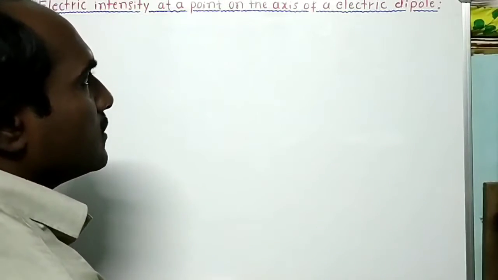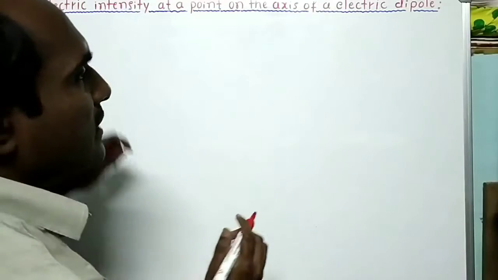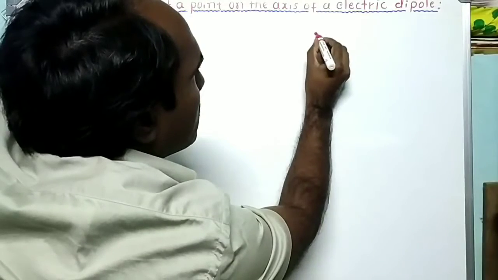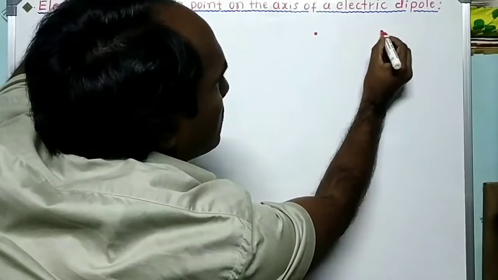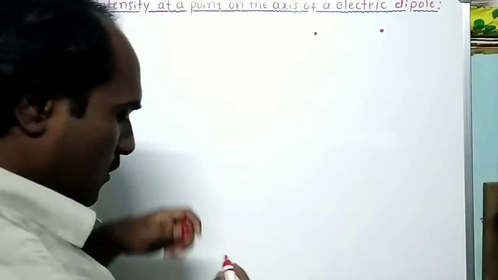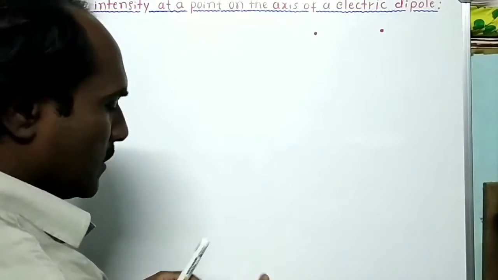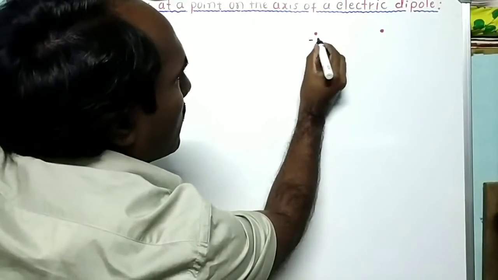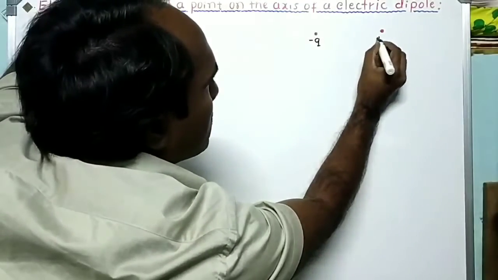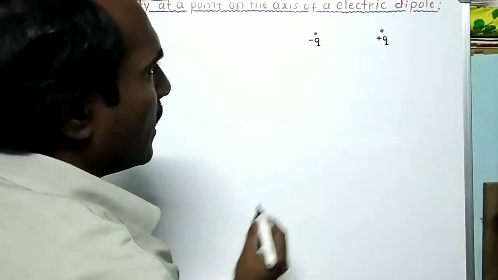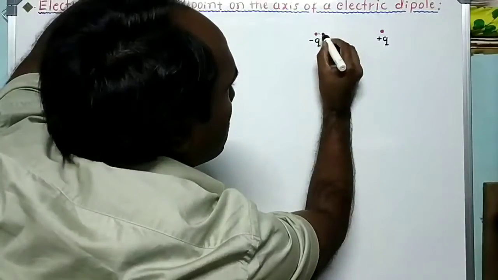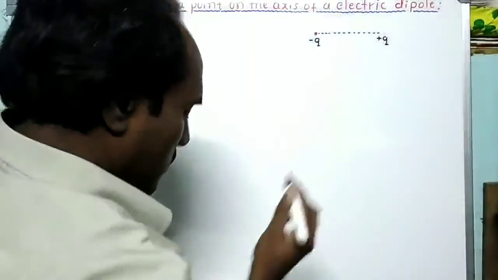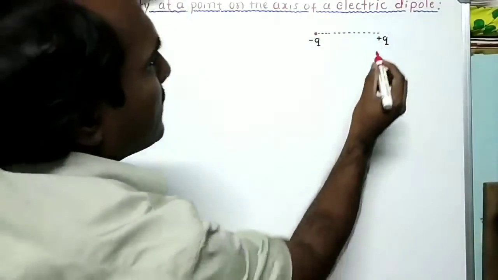My dear students, now I will consider an electric dipole. This is one charge, this is one more charge. As you know, an electric dipole mainly consists of two equal and opposite point charges, that is, this is minus q and this is plus q. And the distance between these two equal and opposite point charges is called what?